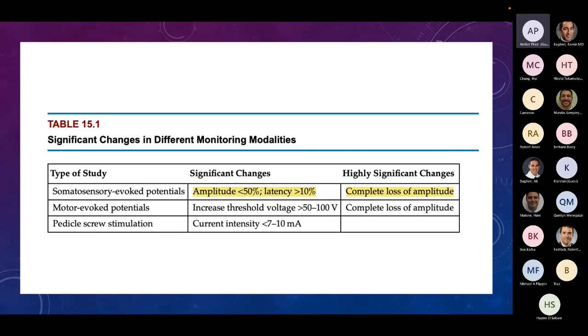So when we're talking about changes in SSEPs, we like to talk about what is considered significant, or what meets the warning criteria for letting us know that there has been a change. For SSEP amplitude, it's the 50 and 10 rule: amplitude less than 50% or a latency greater than 10%. A highly significant change is considered if the patient has complete loss of amplitude.